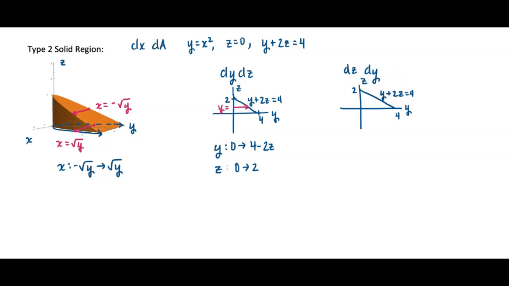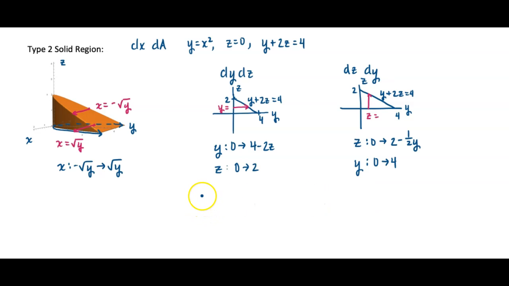For dz dy, I know z must be a function of y, so I'm going to draw an arrow parallel to the z-axis because I know that these function bounds are going to be in the form of z equals something. And so my z will go from 0 to, well, what's this written as a function of y? I can isolate this z: I subtract y from both sides, divide by 2, so I get 2 minus 1/2 y. So z is going from 0 to 2 minus 1/2 y, and then y is just going from 0 to 4.